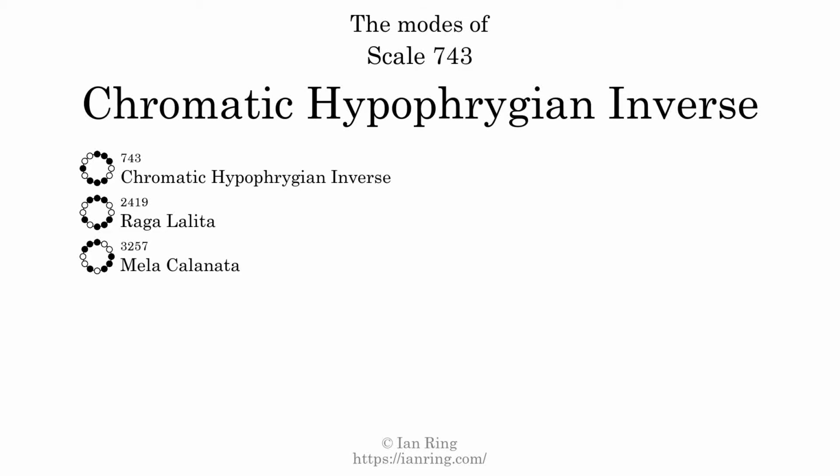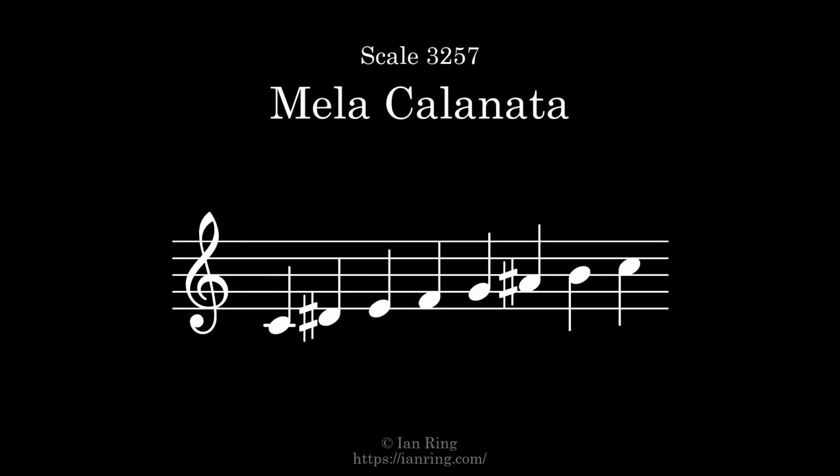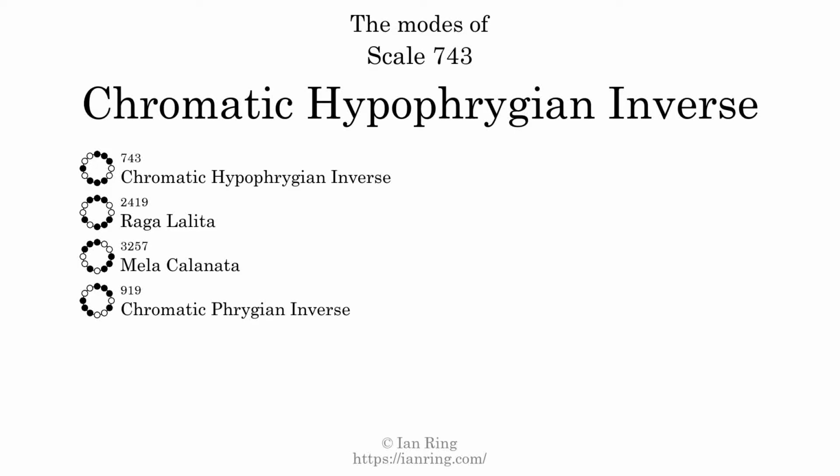The third mode is scale 3257, also known as Mela Calanata. It sounds like this. The fourth mode is scale 919. Also known as Chromatic Hypophrygian Inverse. It sounds like this.